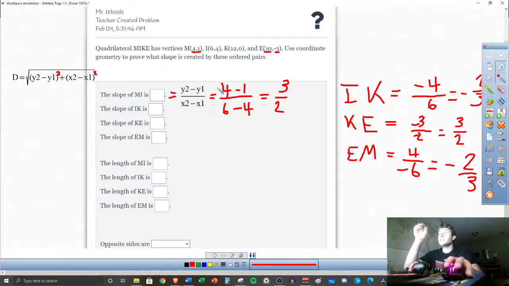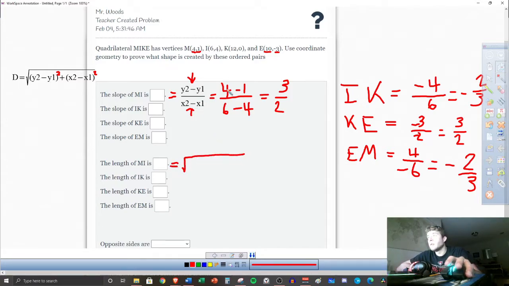What you'll notice is these are the slopes of the lines that we found. So we're really using the slope to help us find these lengths. Here I'm going to do the square root of 4 minus 1, which was 3, squared, plus 2 squared. 3 squared is 9, 2 squared is 4, so 9 plus 4 is 13, so we get the square root of 13 here. We're not going to be using decimals for this, we're using exact values.